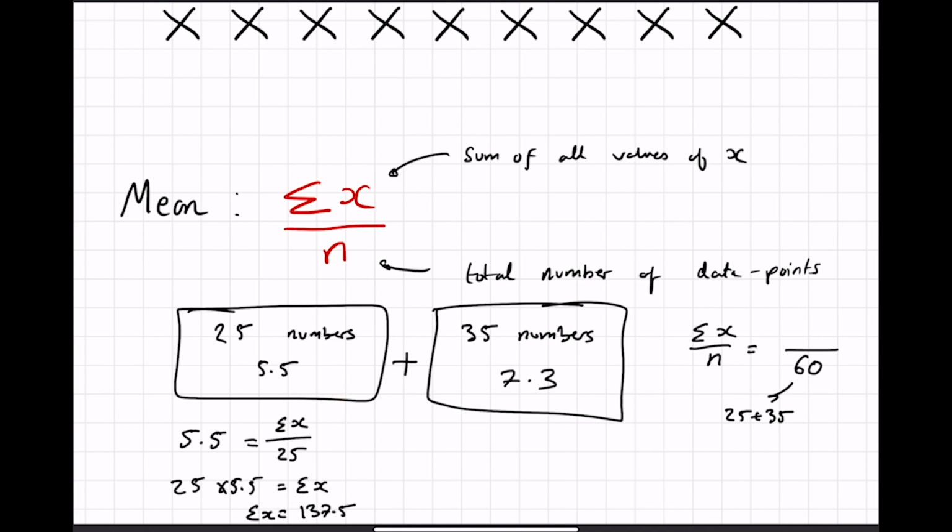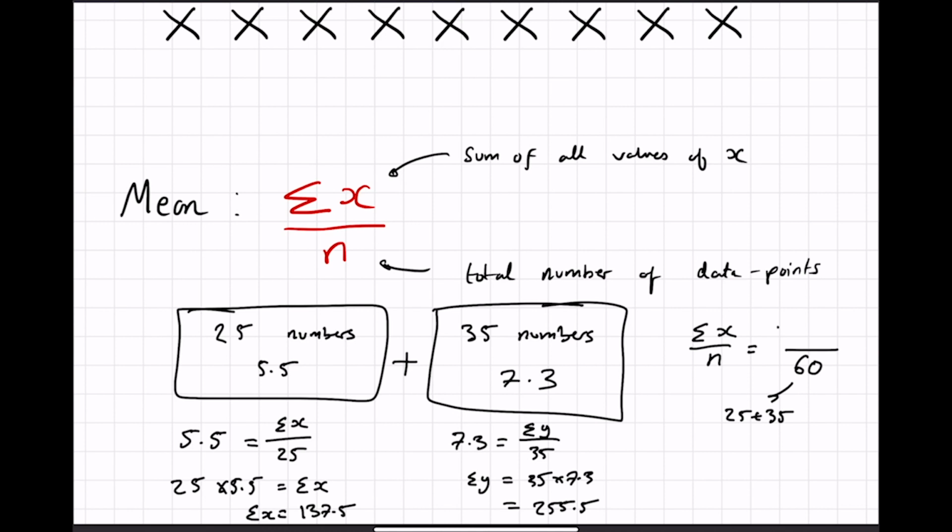Now, if I do the same thing here, I say 7.3 is the same as the sum of, which I don't know, let's call this one the sum of y, divided by n, which in this case is 35. Then the sum of y should be equal to 35 times 7.3. In my calculator, 35 times 7.3 is 255.5. So now I know these are the two sums.